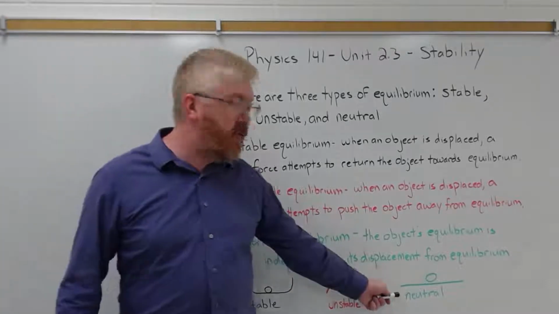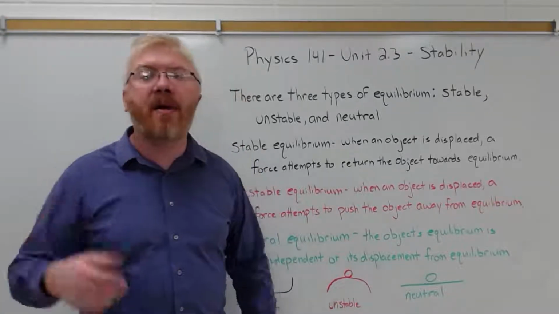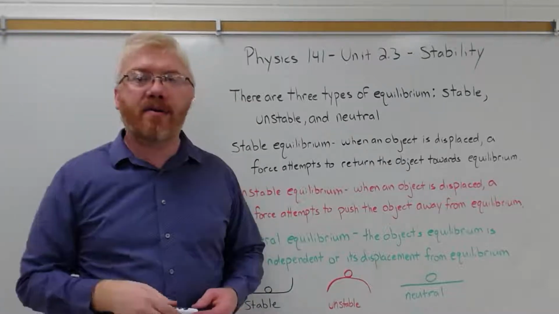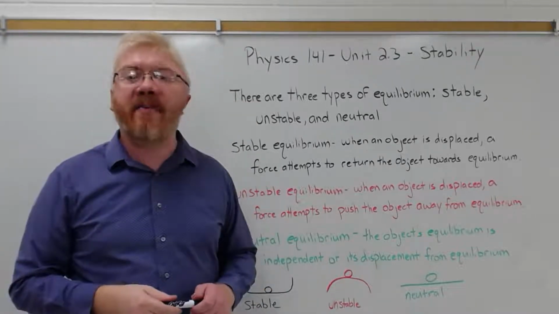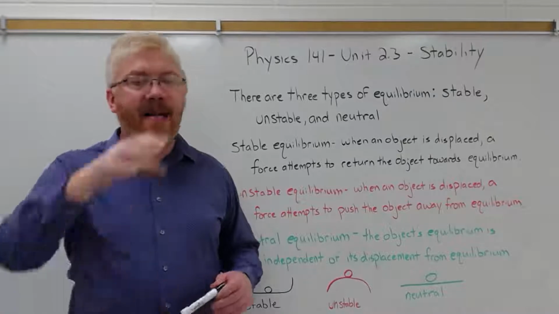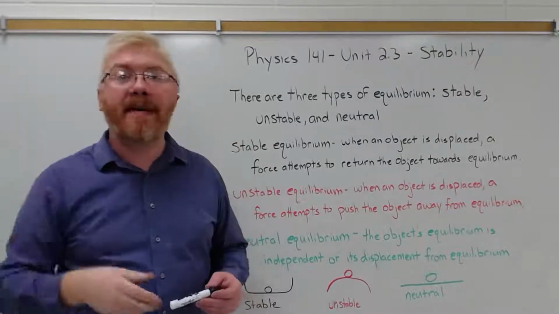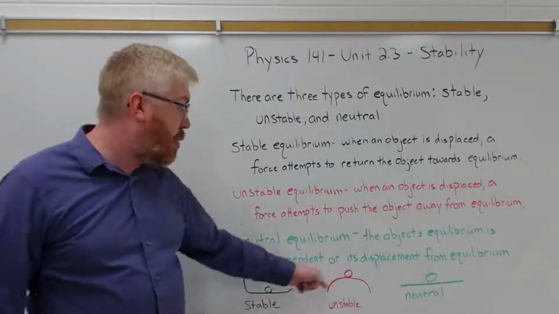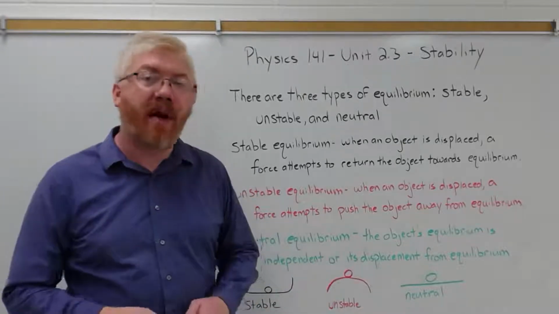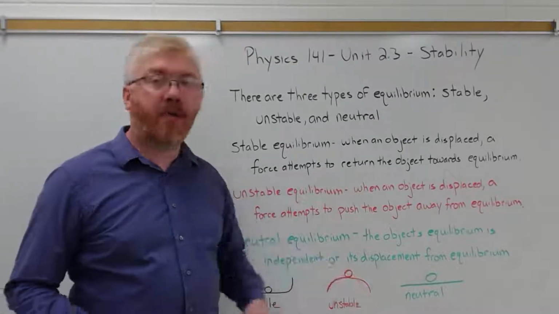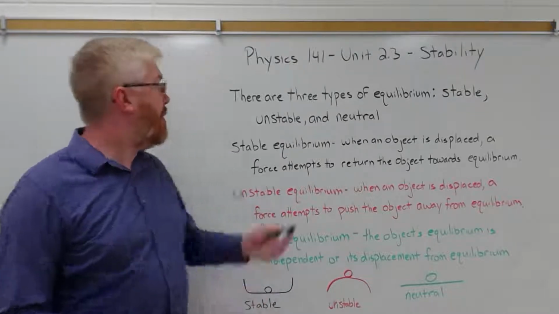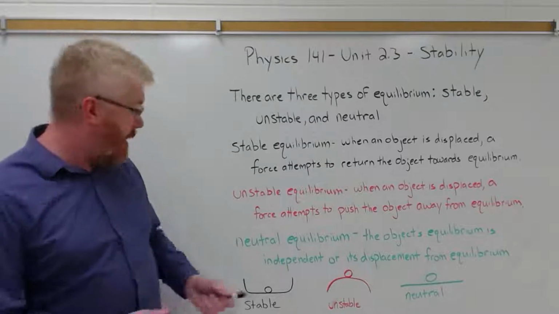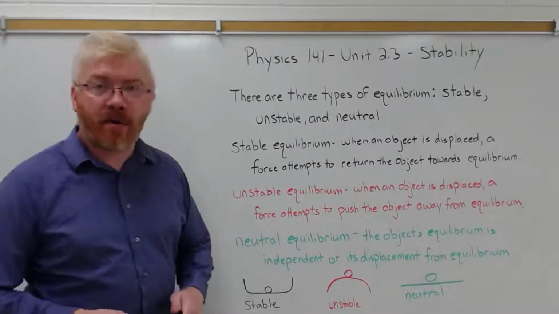And an example of a neutral equilibrium is just a marble on a flat piece of floor, right? Pick the marble up, displace it, move it somewhere else, its equilibrium is unaffected. It might be in equilibrium, it might not, but there are no forces acting to actively return it to equilibrium or force it away from equilibrium. That is neutral equilibrium. So these are the three types of equilibrium that you can have. Again, in engineering, stable is far more desirable.